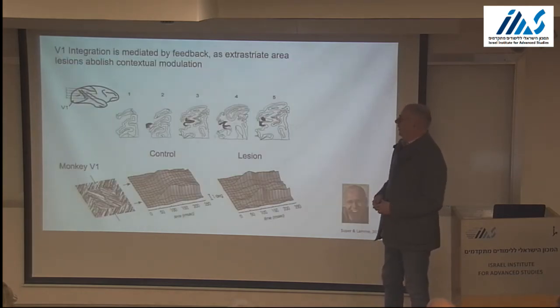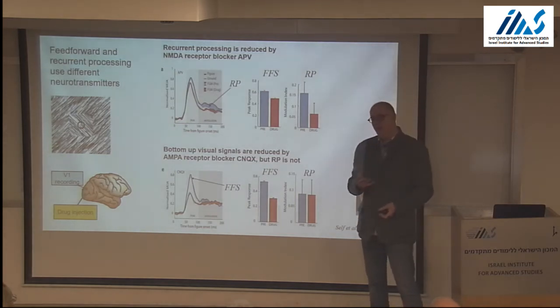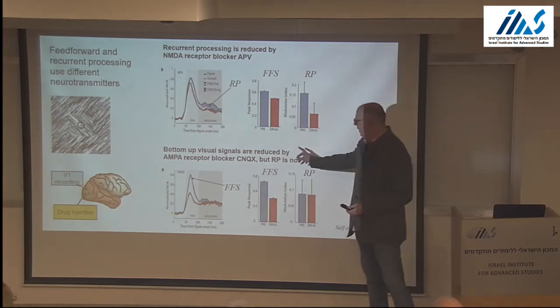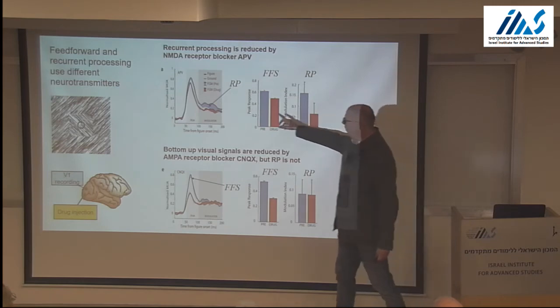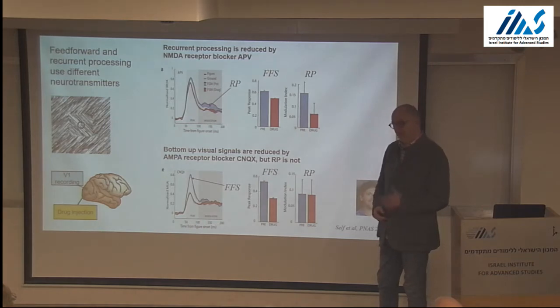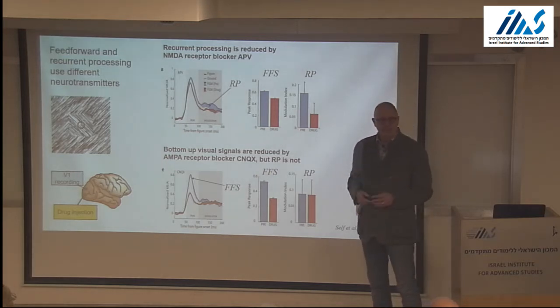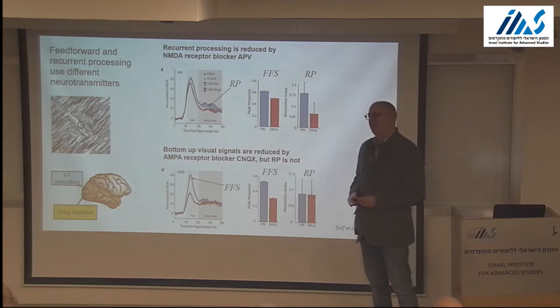And what we've also shown is that this depends on feedback. So lesions of extrastriate areas tend to abolish this feedback modulation and the figure-ground organization. By the way, it has also been shown that these feed-forward and feedback systems possibly employ different neurotransmitter systems. For example, the feedback signals tend to be blocked by NMDA receptor blockers like APV, whereas the feed-forward systems are not blocked by that, but they are blocked by an AMPA receptor blocker. Apparently there are also some more subtle, maybe molecular, differences between these two systems.